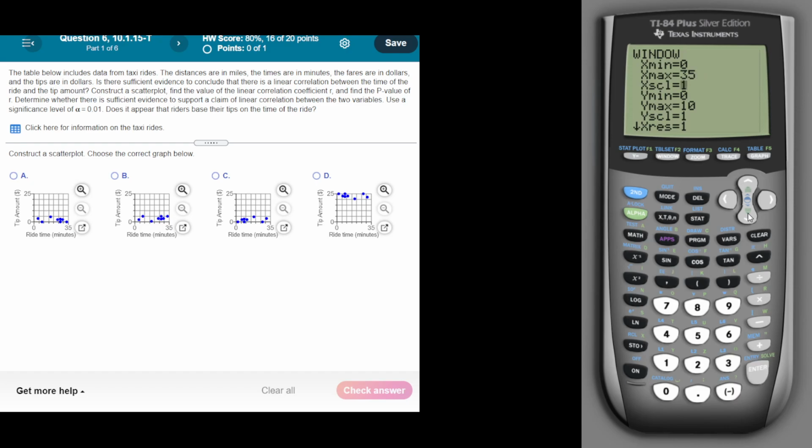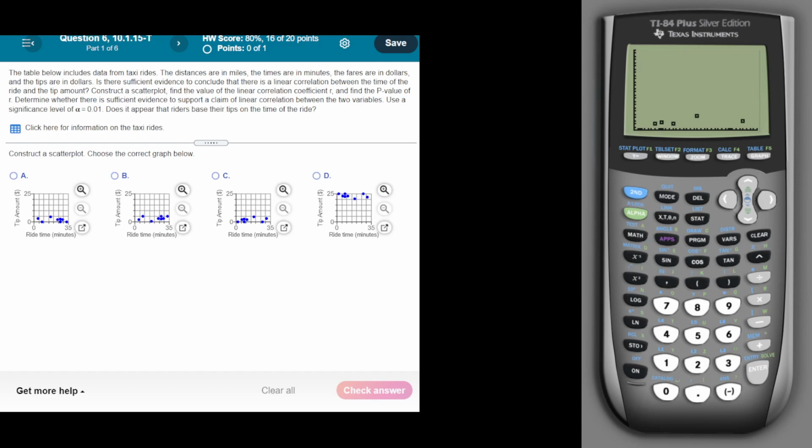Your scale is going to be 1. Your Y min, the small number of your Y-axis, is going to be 0. So put 0, enter. The top number is going to be 25, which is your Y maximum. Leave the scale as 1. Now when we hit graph, it's going to look exactly like we have here on the left. So hit graph. That's more like it, right?